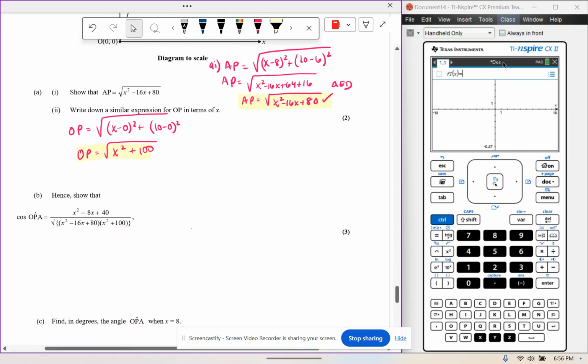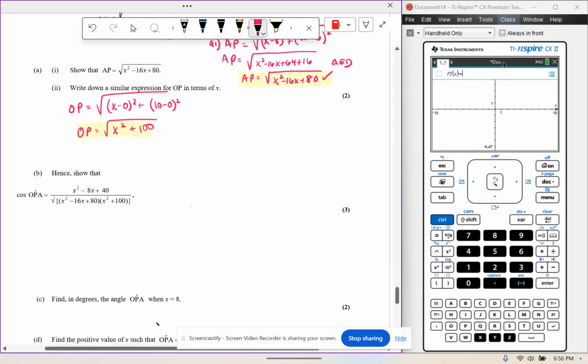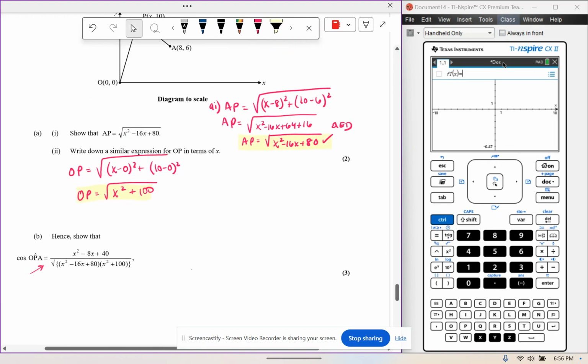All right, cruising along. Part B: hence, show that the cosine of OPA, so remember this is OPA, is going to be equal to this. This comes right from the law of cosines in your formula booklet. So let's figure out how we would write this. The cosine of A, or OPA in this case, is equal to b squared plus c squared minus a squared all over 2bc. So a is going to be the side that is across from OPA.